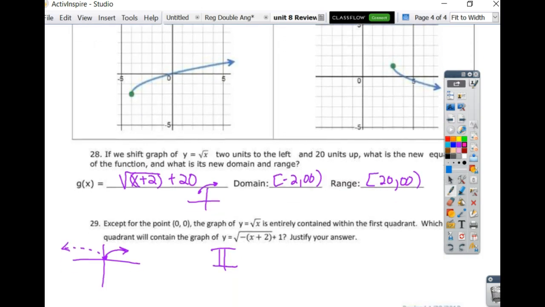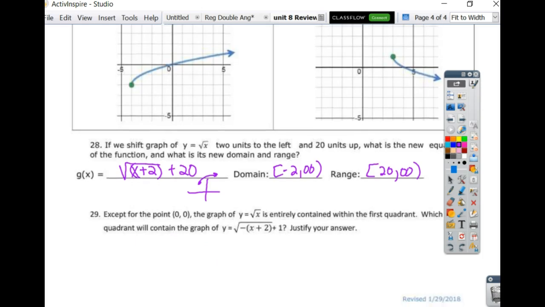Okay, I want to go all the way to the bottom, and then I'll let you look at the rest. Okay, so the square root, Andrew.